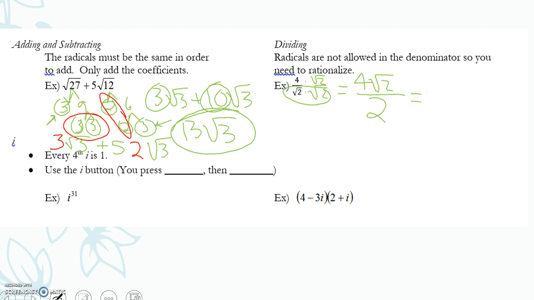Last step, if you can clean it up, then do so. 4 and 2 are not under radicals, so I can divide them, and that gets me 2, and I still have that radical 2.